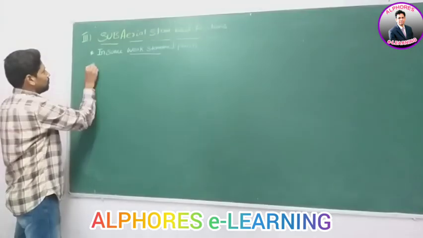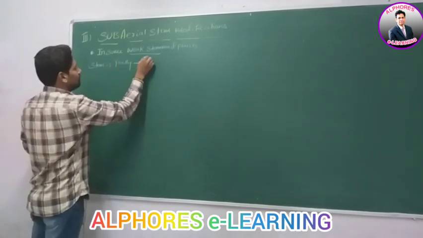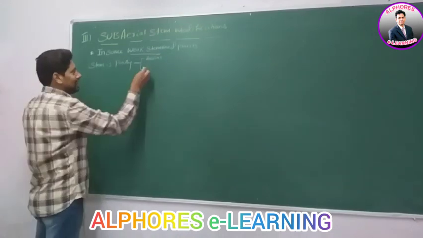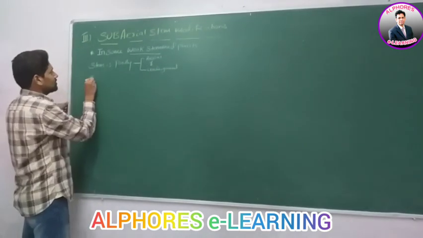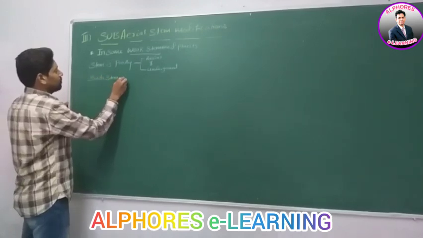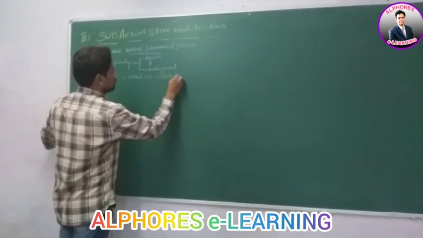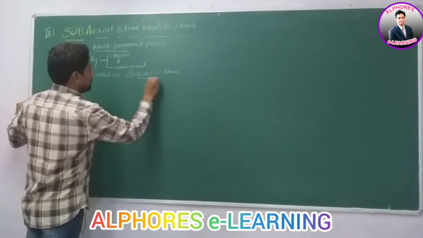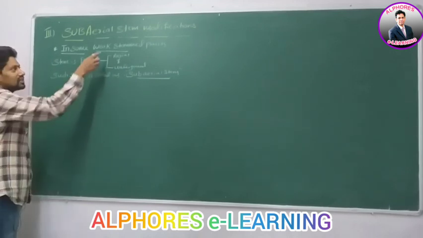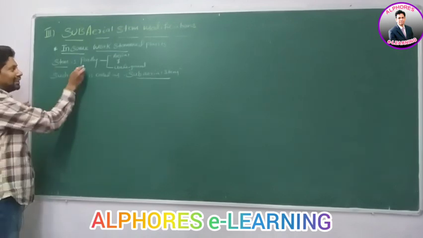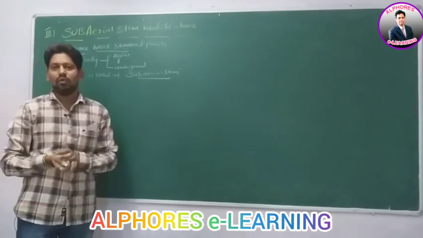In some weak stemmed plants, the stem is partly aerial and partly underground. Such a stem is called a subaerial stem. See this statement carefully. I am not saying all weak stemmed plants. I am saying some weak stemmed plants. In some weak stemmed plants, if you see the stem, part of the stem is aerial and part of the stem is underground. Such stems are called subaerial stems.